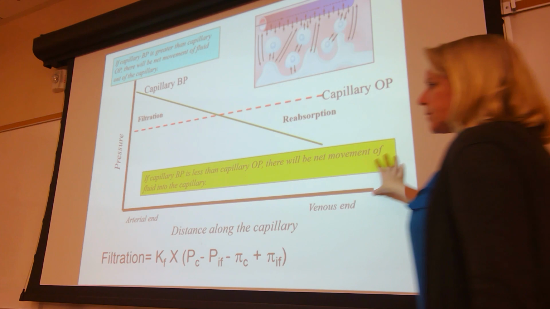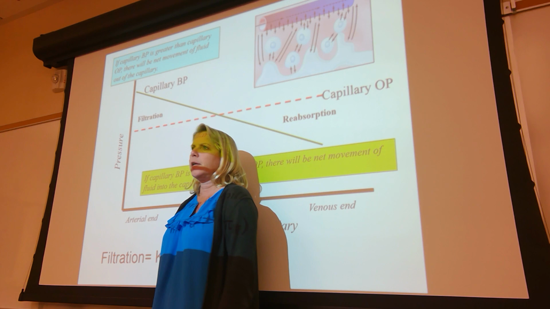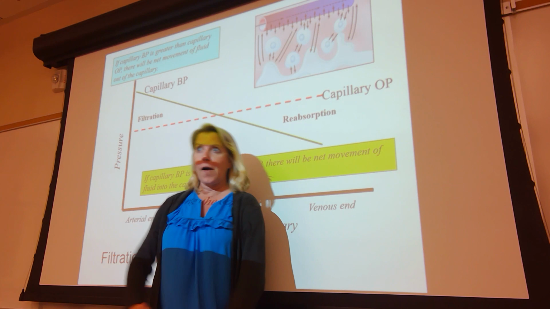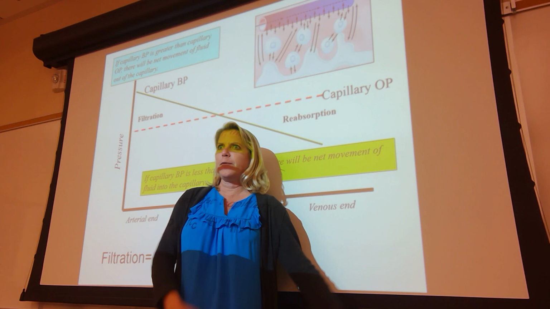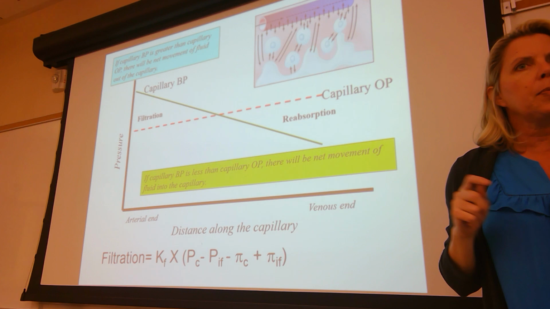Okay, here is a capillary bed. Here is the arterial end. Here is the venous end. Blood will only flow from high pressure to low. The pressure is higher at the arterial end. Why? That's right, it's closer to the heart. Why is it lower at the venous end? It's further away from the heart. So we have capillary hydrostatic pressure, blood pressure, dropping across the length of a capillary. Okay. So it's constantly declining.